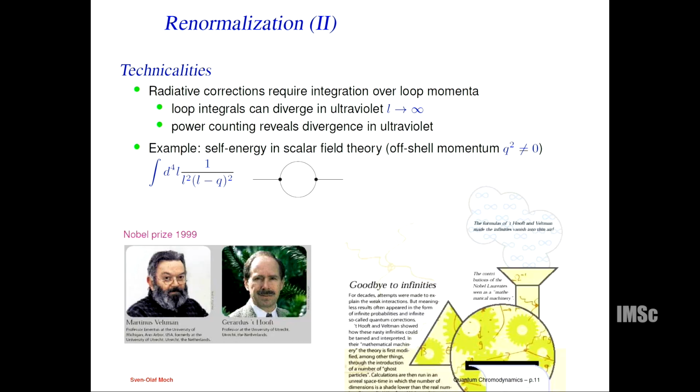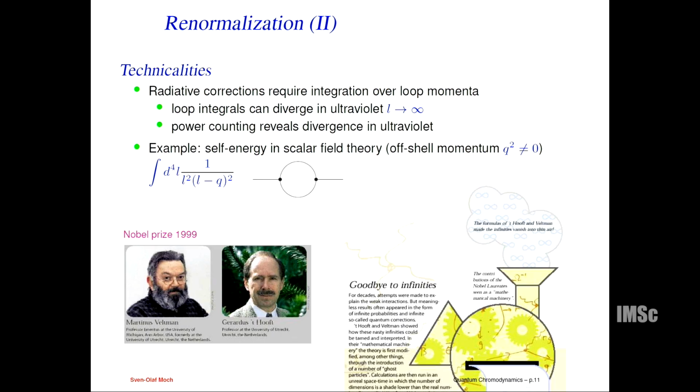Right. And the way to make sense of these ultraviolet divergences is intimately related to the concept of renormalization, and this is also what got 't Hooft and Veltman 25 years ago the Nobel Prize in Physics. And on the website of the Nobel Prize Committee, they always give some.